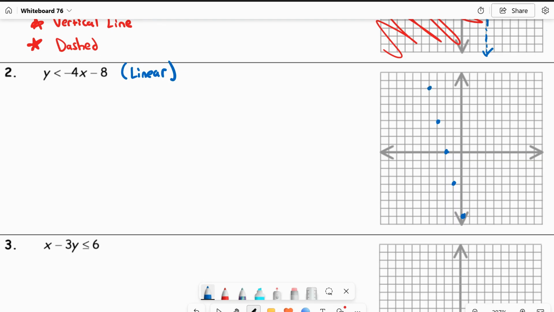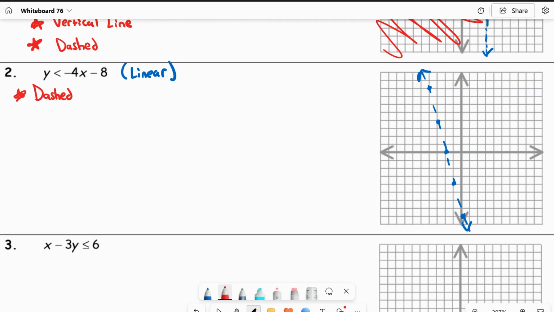And then I'm going to identify, do I have a dashed or solid line? Well, in this one, I once again have a less than symbol. So I'm going to make a dashed line as well. Okay, remember when graphing your dashed lines, you still need to have arrows at the end of your line.